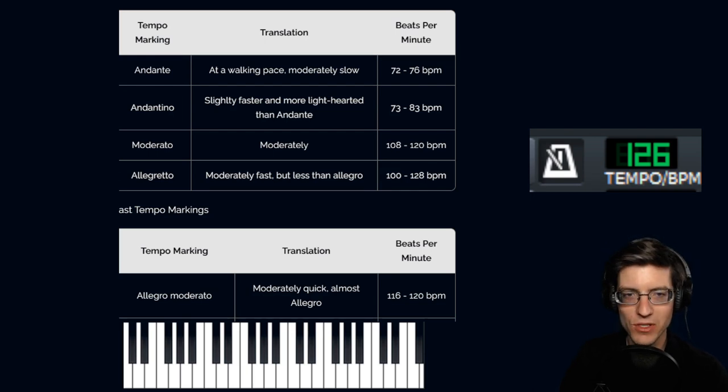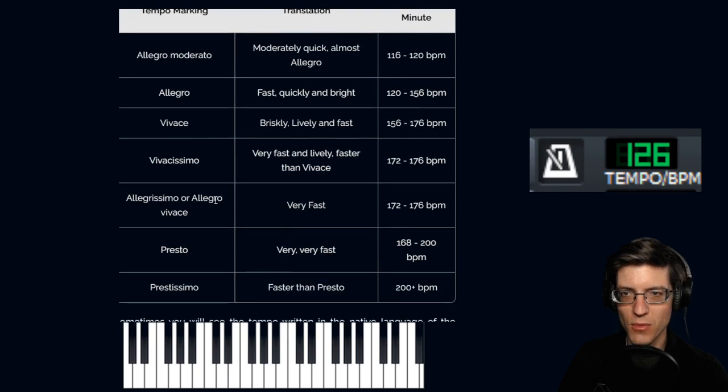All right, and what's our next one? Fast tempo markings. So this is where it gets crazy. All right, so allegretto is moderately quick, almost allegro. And so this is about the same. So you see that almost allegro. So pretty much the same speed. So this is the slower side of the fast markings.